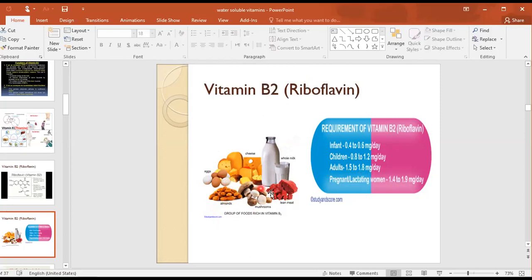It's present in egg, in meat, in mushroom, nuts like almonds, grains, whole grains like oats and so on.